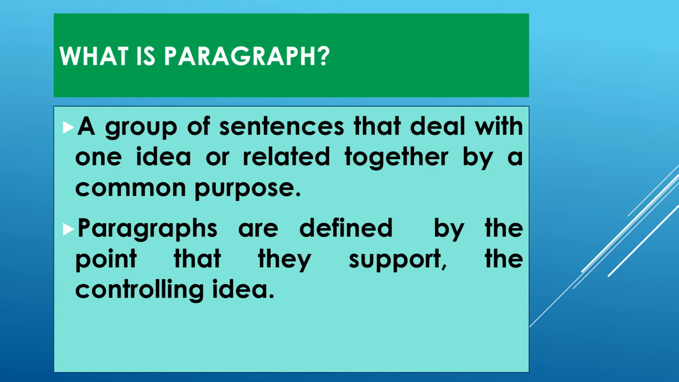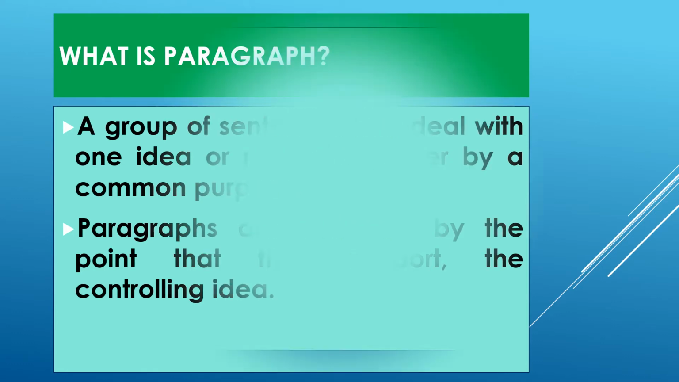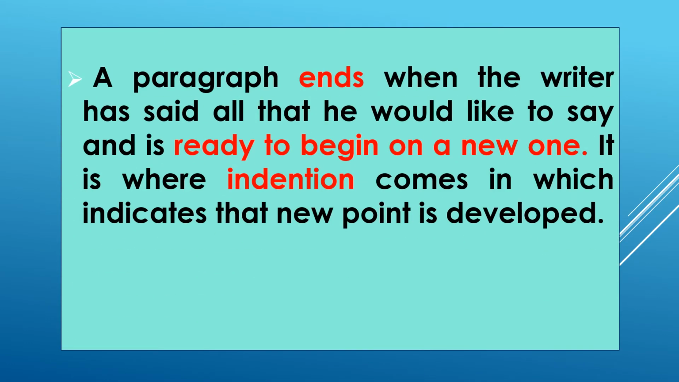A paragraph belonging to a larger composition usually develops into a section of a big idea with which the whole composition is concerned. Each sentence of such a paragraph should contribute to the particular section the paragraph is trying to undertake. A paragraph ends when the writer has said all that he would like to say and is ready to begin on a new one. It is where indentation comes in, which indicates that a new point is developed.